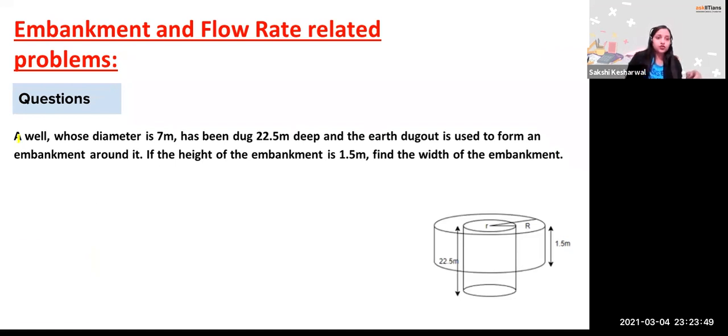So if you see, what is the question? A well whose diameter is 7 centimeters. So this is a well that has been dug out 22.5 meter deep, and the earth dug out is used to form an embankment. Embankment means the outer boundary, right? It is just outside the well, on the top of it. You have seen that when there is a well, you make a raised top around it like this. Embankment, right? If the height of the embankment is 1.5 meter, find the width of the embankment. So the width of the embankment will be how much, beta? This is the width. So what am I going to take?